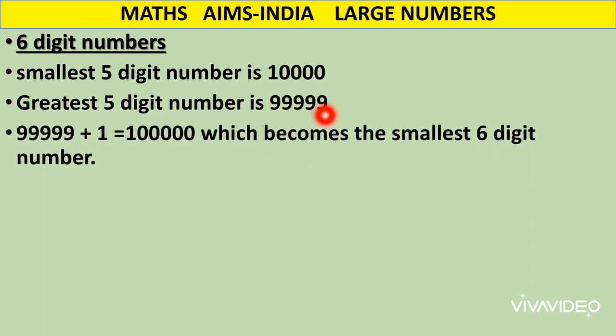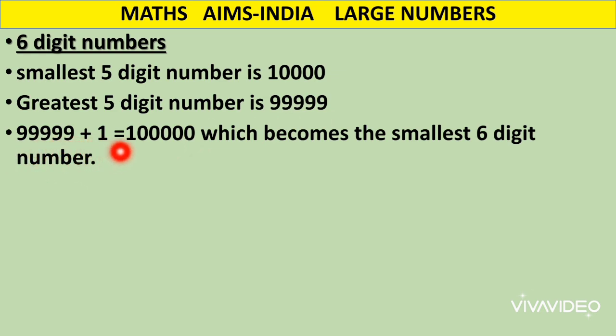This is the greatest 5-digit number, right? Which means that 5-digit numbers end at this number. Whatever number comes after 99,999 will be more than a 5-digit number. It might be a 6-digit number or even more. So the immediate number which comes after 99,999 is, how do we find it out? We find it out by adding 1 to it.